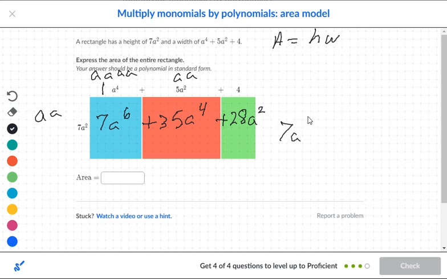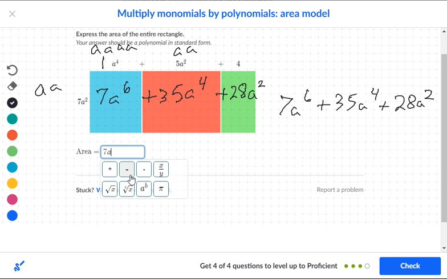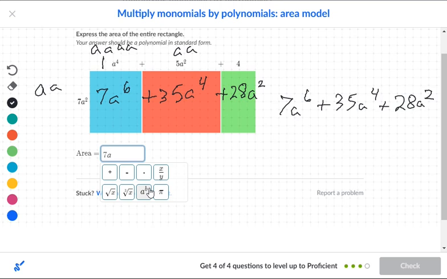So we have 7a to the 6 plus 35a to the 4th plus 28a to the 2nd. So now let's type this in. So we're going to say 7, the letter A, but we need the exponent, so we got to use AB. So the exponent is 6. Press the space bar, bring down the cursor, press down the plus sign.